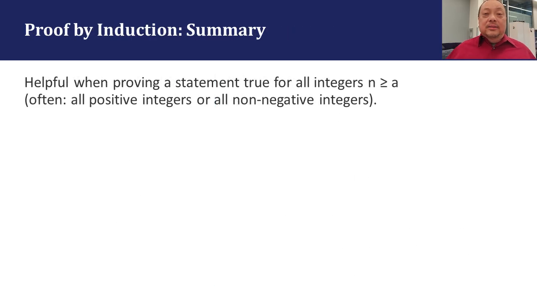Let's summarize. Proofs by induction are helpful when proving that a statement is true for all integers n greater than or equal to some initial value a. Often they are statements or theorems about all positive integers or all non-negative integers. Like all proofs, you should start by understanding exactly what it is we're proving. Like for the polygon question, you want to draw a diagram or something to understand what the question is about, and understand how that statement includes the integer n.